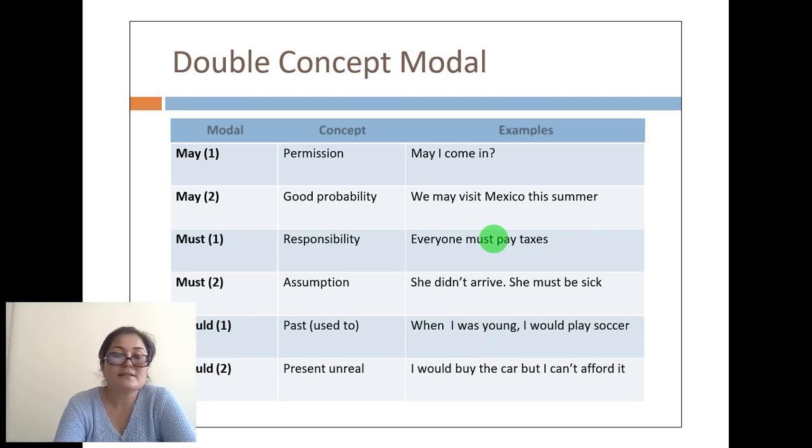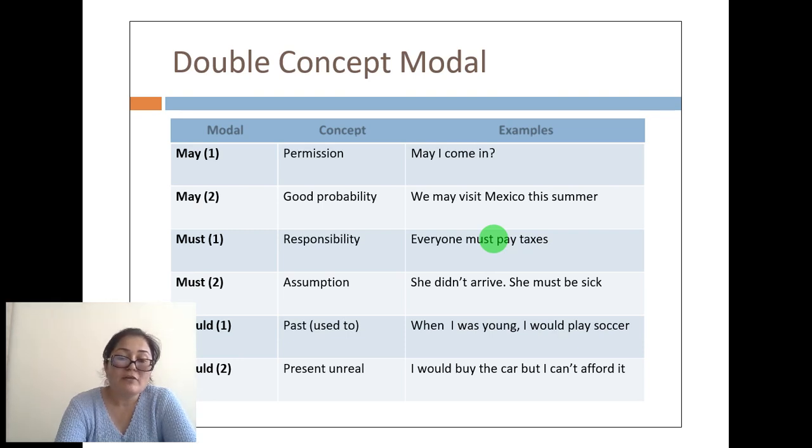Must expresses responsibility or assumption. When it expresses responsibility: everyone must pay taxes. And when must expresses assumption: she didn't arrive, she must be sick. Now would. Would expresses past, used to, and present unreal. When I was young, I would play soccer.